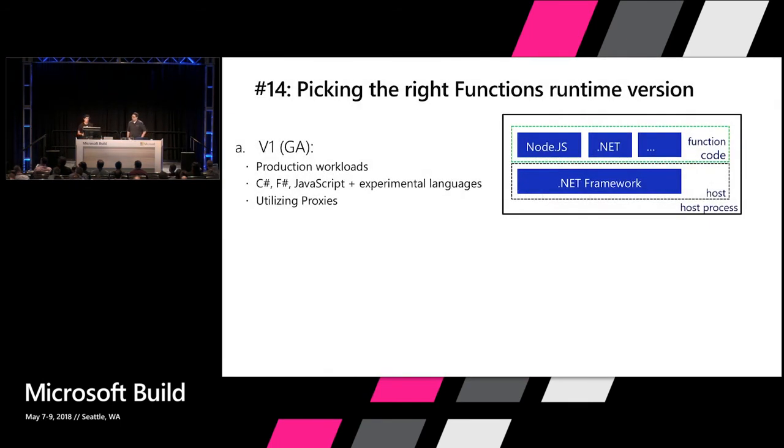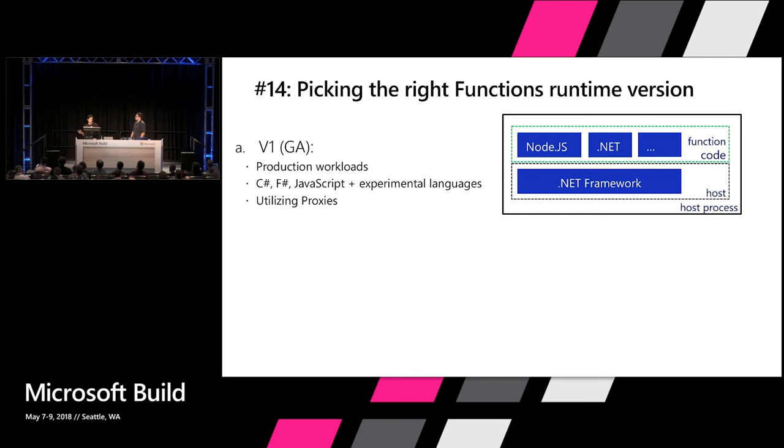That's right. And one thing I want to clarify, because probably after the cold start, that's probably the second most common question, which is, when should I use the V1 versus V2 runtime? And I have a little bit of a technical explanation on how they differ. So the V1 is our general availability runtime. If you have production workload, continue to use V1.